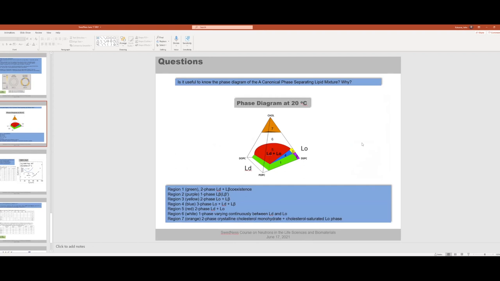The other thing is, it's not always possible, but if you do know the phase diagram of something, then do take advantage of it. The reason is, you could then maximize where you're going to put your deuteriums and where not to, because when they're phase separated, you want to maximize that contrast. So phase diagrams are very useful in dictating what your samples are going to be like.